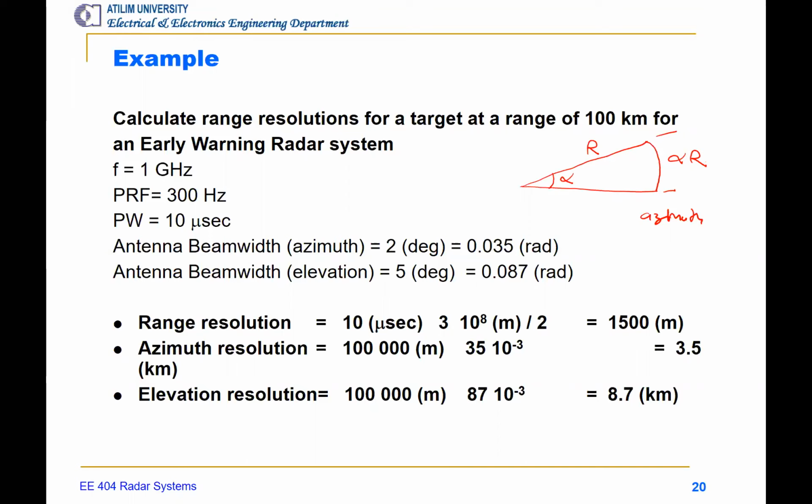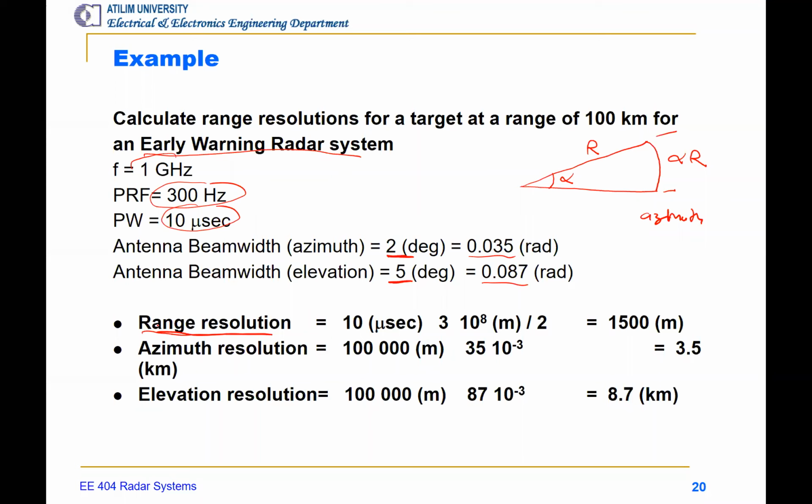Here we have an early warning radar again, 1 gigahertz, PRF is 300 hertz, pulse width is 10 microseconds, and antenna beam width is 2 degrees and 5 degrees. 2 degrees in azimuth and 5 degrees in elevation. So this antenna seems to be better in azimuth than elevation, because the beam width is narrower in azimuth. We convert these degrees into radians. They are simply 0.035 and 0.087.